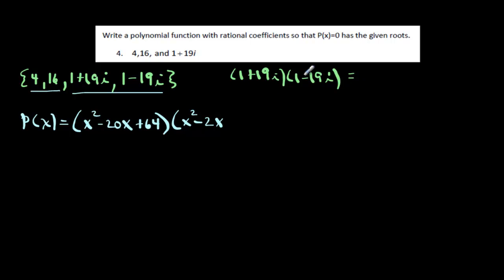because they're conjugates, the O and I in FOIL will cancel, so I don't have to do that. So the F is 1 times 1 is 1. The L is a positive times negative, negative 19 times 19, which if you do that out on your calculator, comes out to be 361. And then I times I is I squared. I squared is negative 1, so that's going to change the sign here. So it's going to be 1 plus 361, which is 362.